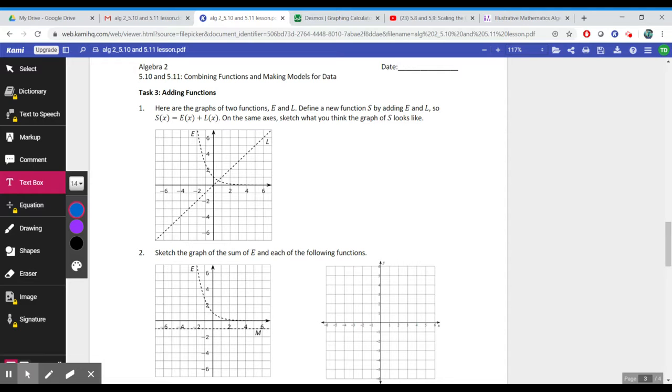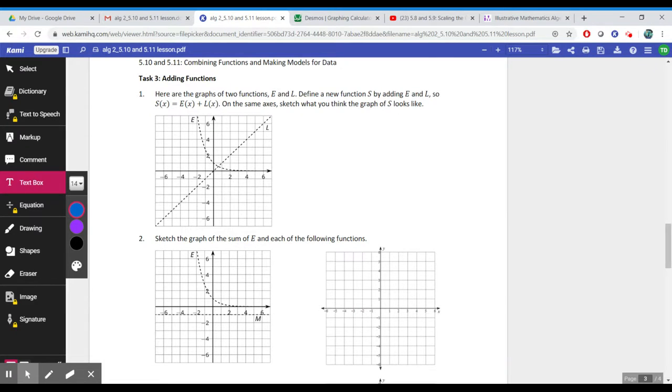We can see that we only know what E is defined as for values greater than -2. As soon as we get to values smaller than -2, the value of E is too high to see on the graph anymore. So when I'm sketching my sum, I don't know what the value of E is for anything less than -2, so I can't add E to something else. So really all I'm going to be doing is looking at values that are greater than or equal to -2 when I'm doing this problem.